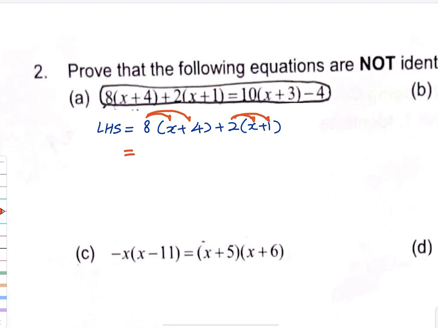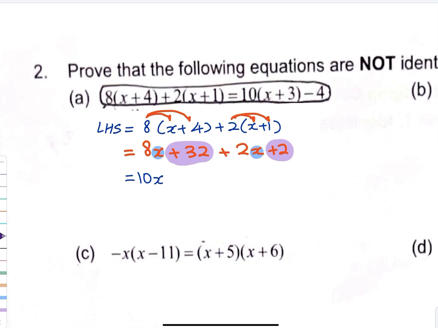This goes here, this goes here. This goes here, this goes here. So 8 times x, you have 8x. 8 times 4, you have 32. 2 times x, 2x. 2 times 1, 2. And then any like terms mean having the same unknowns. Yes, the x ones. And also just the constants. Constants means just the numbers without having any unknowns. So the x ones first. 8x plus 2x, you have 10x. And then 32 plus 2, you have 34.